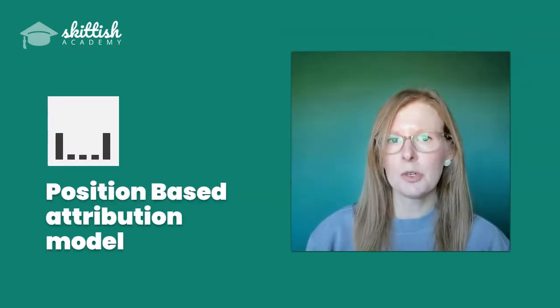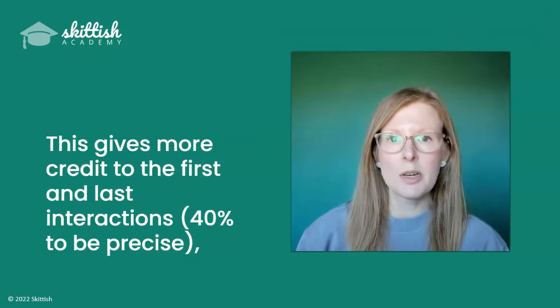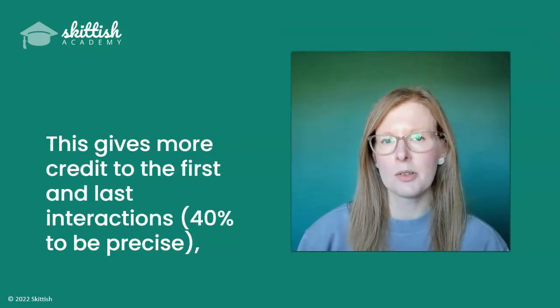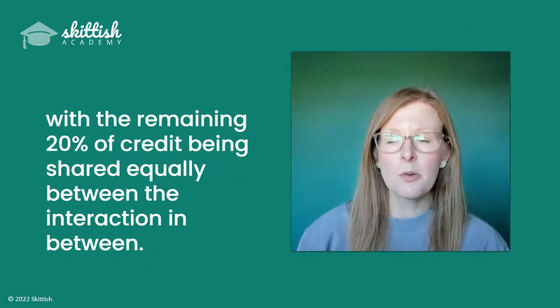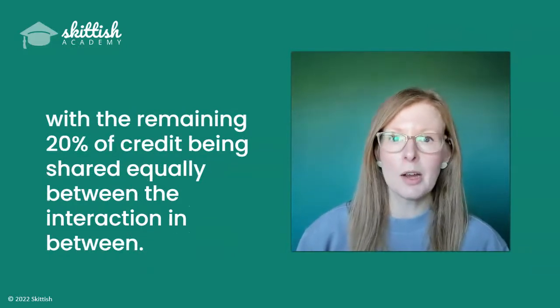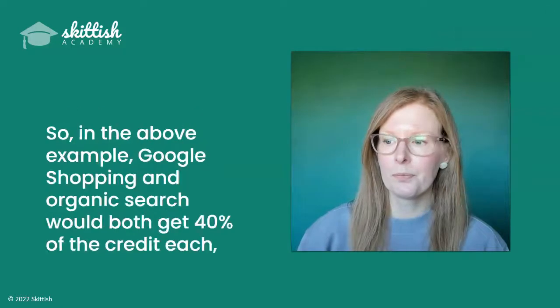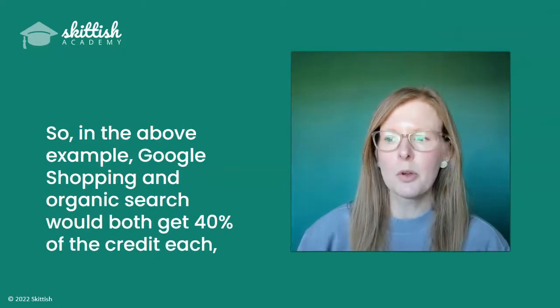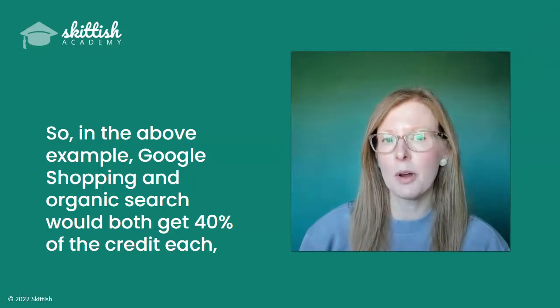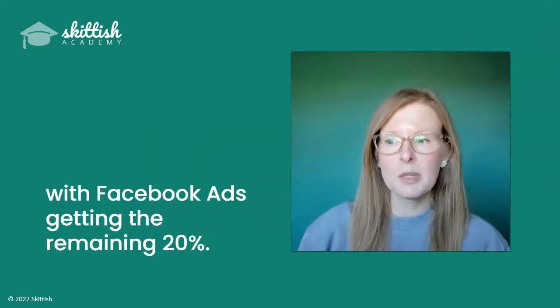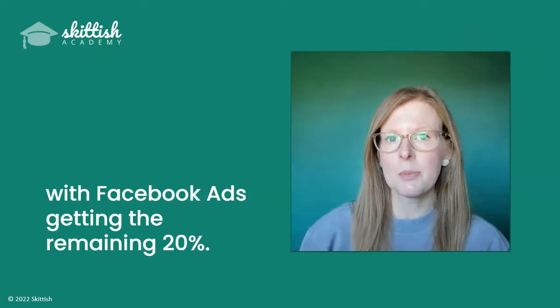Position-based attribution model. This gives more credit to the first and last interactions, 40% to be precise, with the remaining 20% of credit being shared equally between the actions in between. So in the above example, Google Shopping and organic search would both get 40% of the credit each, with Facebook ads getting the remaining 20%.